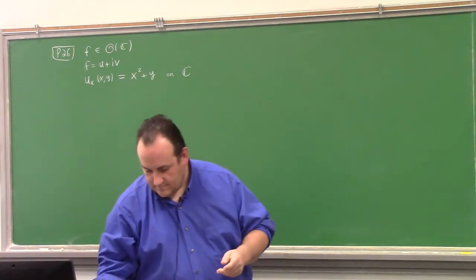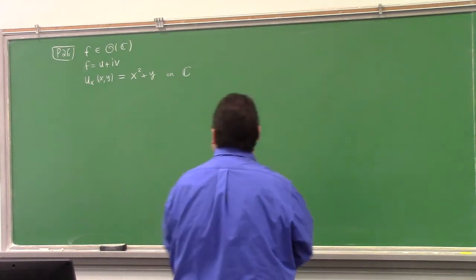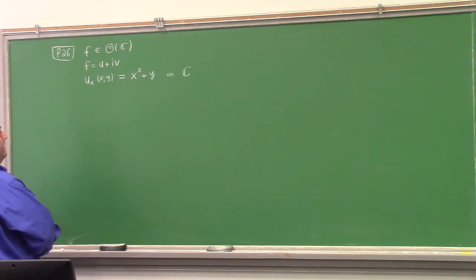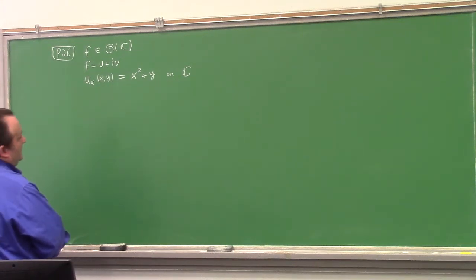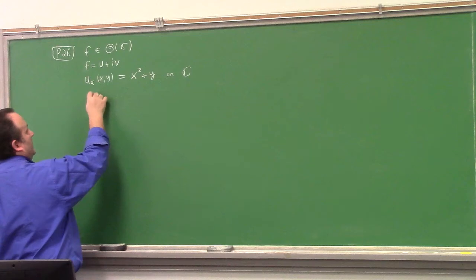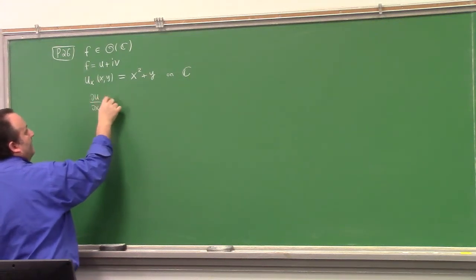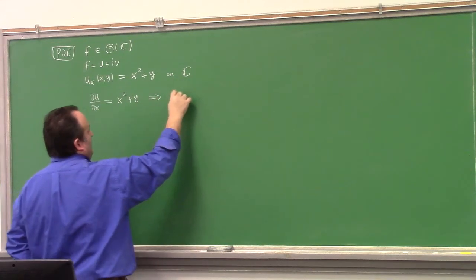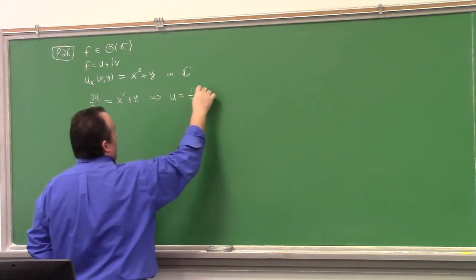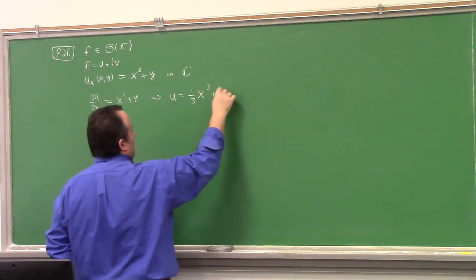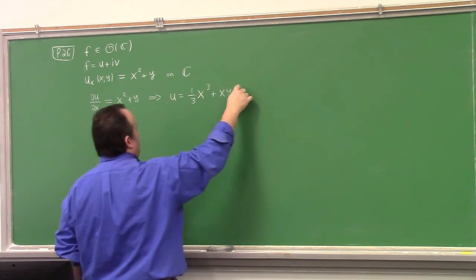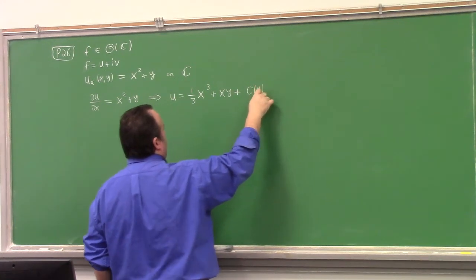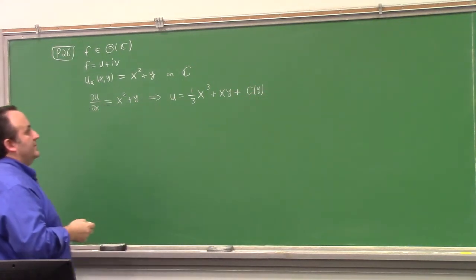I started by finding u, because we know that's the first partial derivative of u. Yeah, I guess you could do that. So we just got 1/3 x cubed plus yx plus c. So you got u is equal to 1/3 x cubed plus xy plus c, which is a function of y. All right. Sure, you can do that.